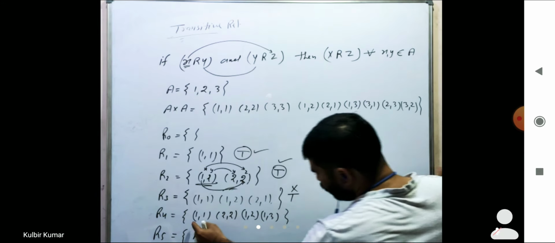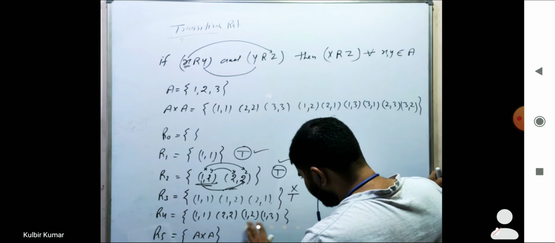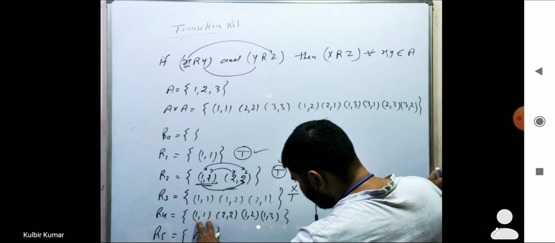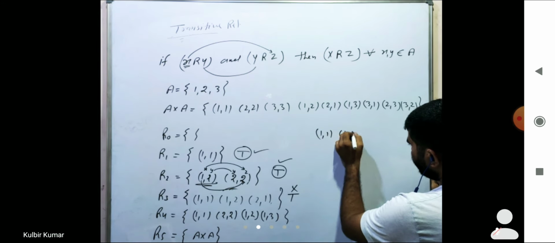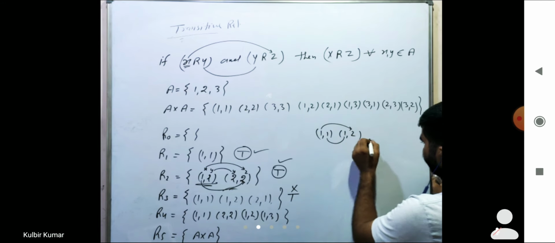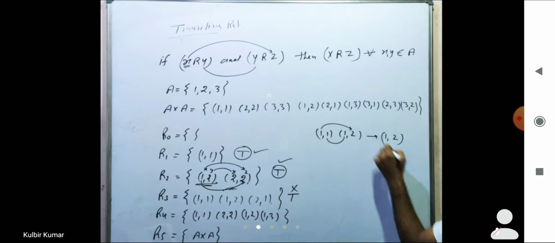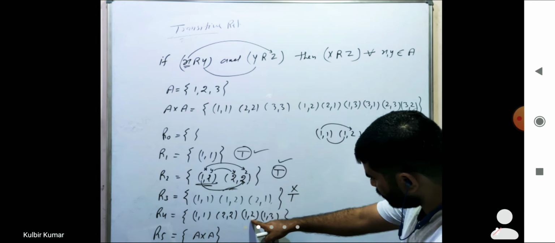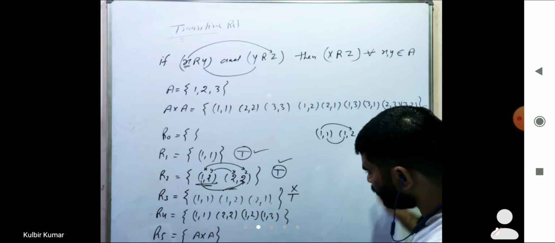If it is 1 comma 1, no problem, 2 comma 2 is not a problem. But what can be the cases? A case can be 1 comma 1 and 1 comma 2. So here this y is matching, so a 1 comma 2 type ordered pair should be there. So is 1 comma 2 there or not? Yes, 1 comma 2 is there. So it doesn't have any problem.